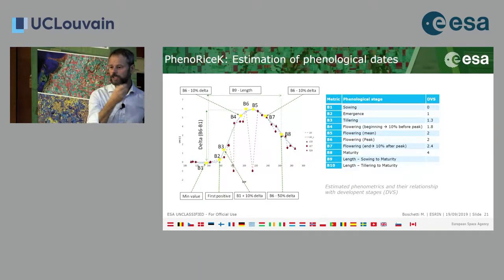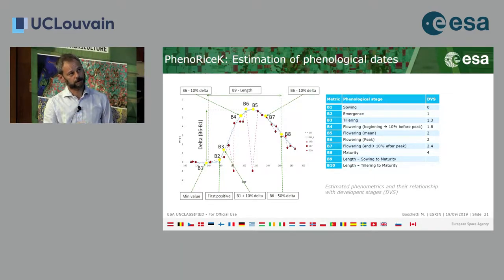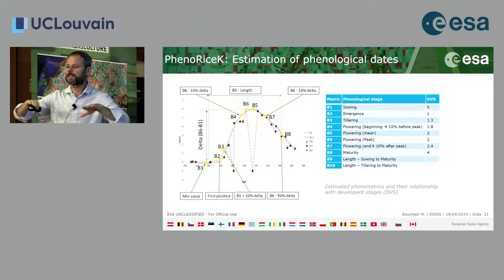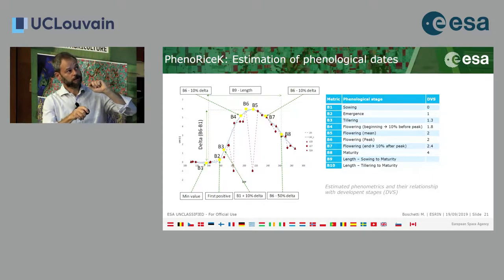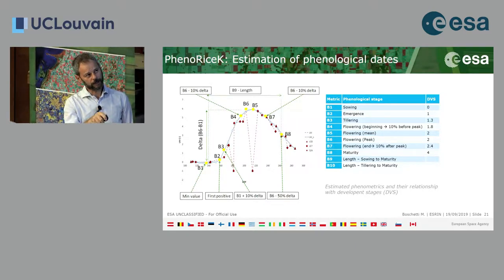So when we have this information for each single field, again, we can extract these phenometrics. Okay. So when it was the minimum value, it means the field is still bare soil. Then we get the increasing LAI, so we can see, okay, it is the emergence. We can have relative metrics, like I told you before. When we have 10% of that increase, when you have the first derivative, it means the first positive. So those are all metrics that we wanted to connect to what is observed in the field. So when the sowing, when the emergence, when the tillering, and when the flowering, okay, at the beginning of flowering, end of flowering, when the maturity occurs.